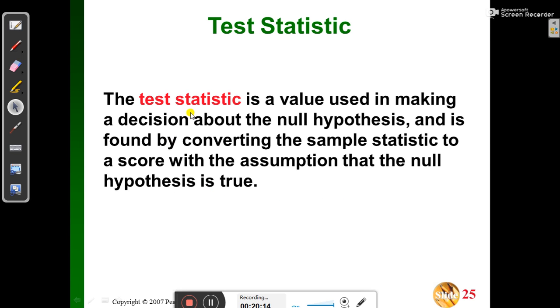Now we need to go for test statistics. A test statistic is a value used in making a decision about the null hypothesis, and is found by converting the sample statistic to a score with the assumption that the null hypothesis is true.